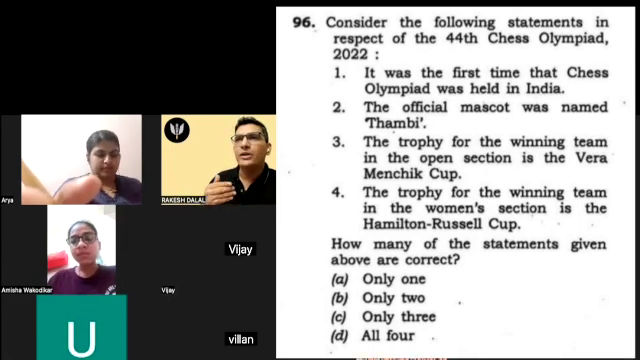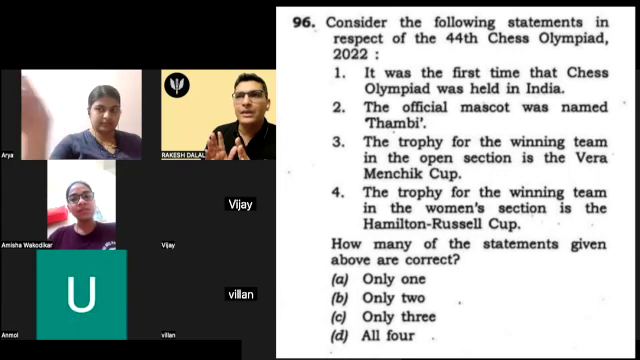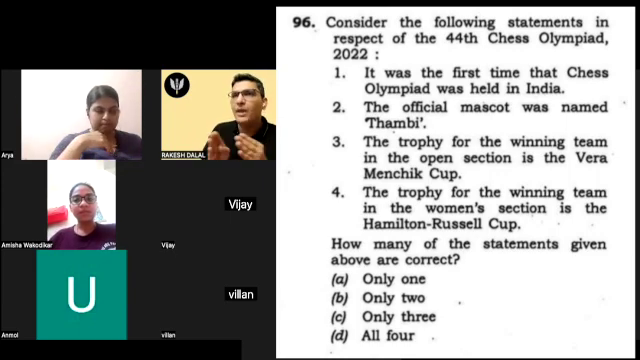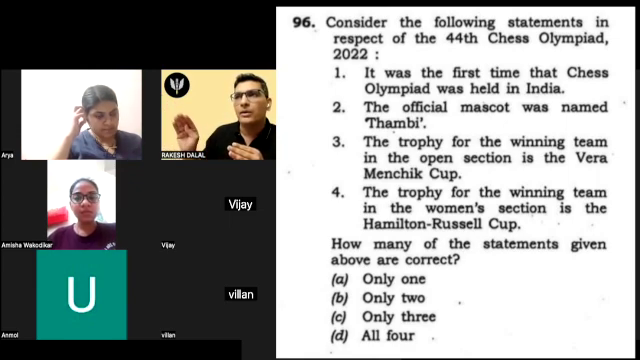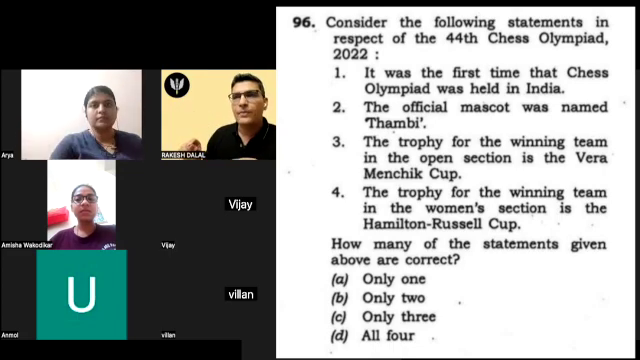Right? What does that mean? If it is a dash, normally it means two different people, two different names, right? Probably one male, one female, and going with the open cup. Open cup should be Hamilton dash Russell. And in the women's section, Vera Menchik, that's okay. Right?